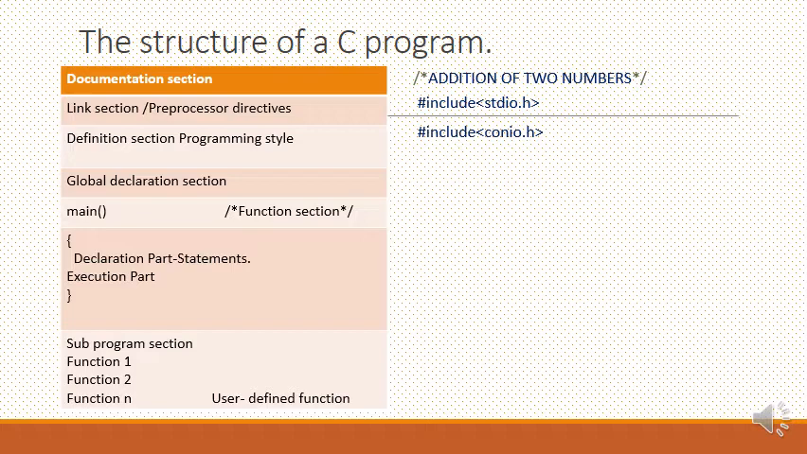Next is the definition section. If you want to define any numbers, you can use the definition section. For example, pi is a constant. If you want to use that constant in your program, it can be defined before the main; that is called the definition section. Only the standard constants you have to define. If you want, you can take n is equal to 9 or n is equal to 10, and define it.